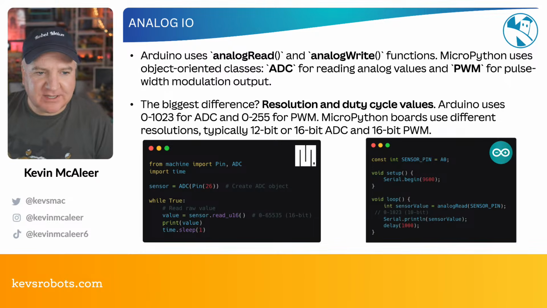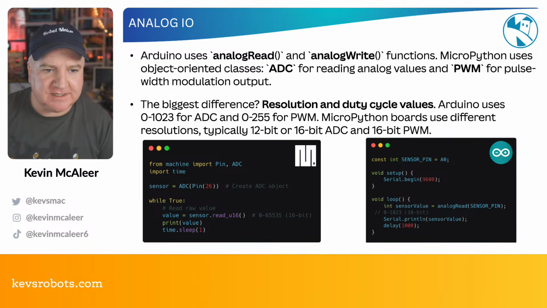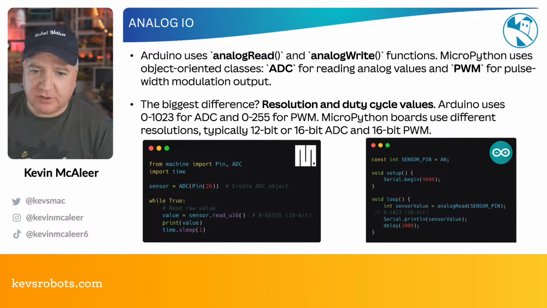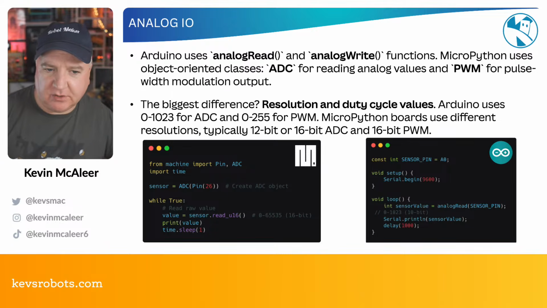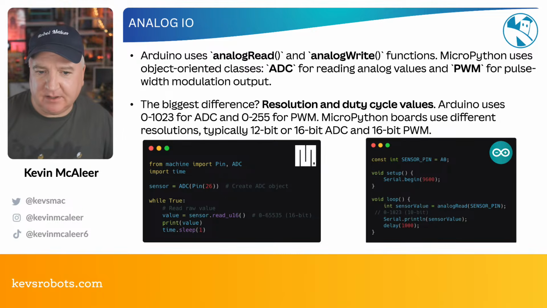Okay, so next, analog I/O. Arduino uses analogRead and analogWrite functions. MicroPython uses the object-oriented class ADC, analog to digital conversion, for reading analog values, and pulse width modulation for pulse width modulation output. The biggest difference is resolution and duty cycle values. So Arduino uses 0 to 1023 for ADC and 0 to 255 for pulse width modulation. MicroPython boards use different resolutions, typically 12-bit or 16-bit ADC and 16-bit pulse width modulation. So it just means it's a slightly larger number in there.